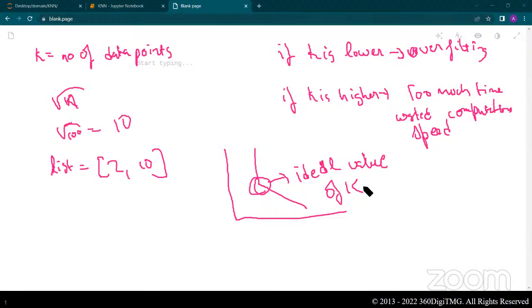So this is k-means. K-means again, very simple, very easy to implement. It's probably the easiest supervised learning algorithm you can implement.